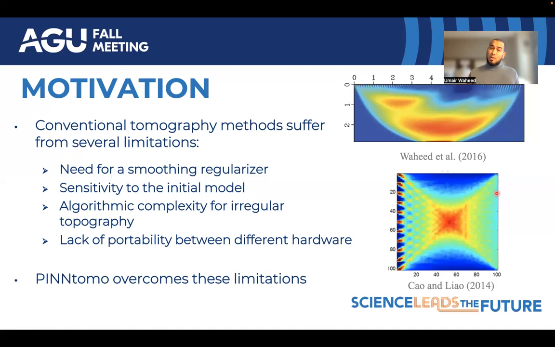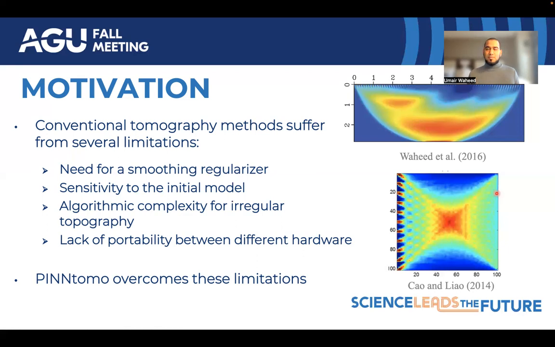Also, we have this problem of algorithmic complexity for irregular topography. So if you want to model irregular topography, you need to either do some sort of mathematical flattening of that topography layer or use some more complicated methods like spectral element methods, for example. And there's also another issue of the lack of portability between different hardwares. So if you have your codes for a CPU machine and then you want to run them on GPUs, you will have to rewrite those codes.